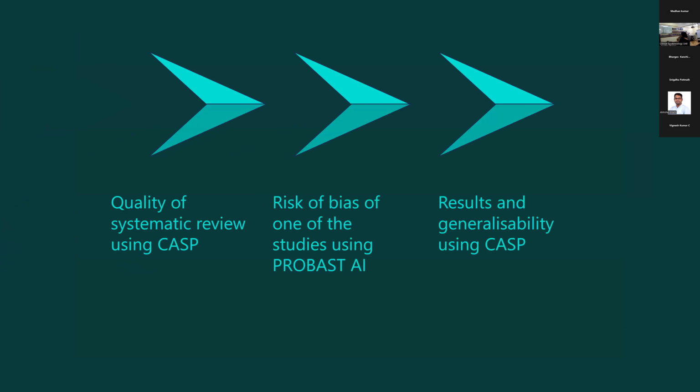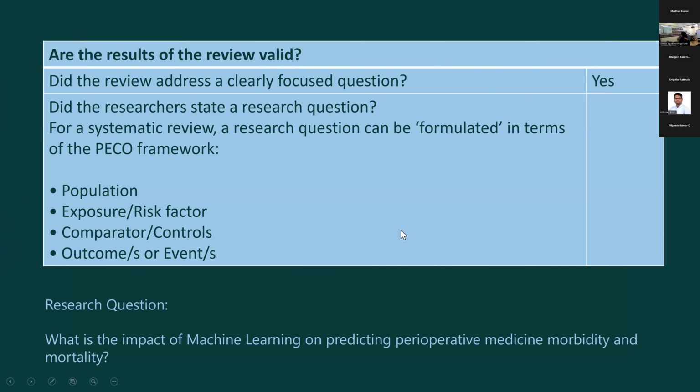So today the structure of how we assess this is: first, we look at the quality of the systematic review using the CASP questionnaire. Then, using one of the studies included in the systematic review, we use PROBAST-AI to see the risk of bias in that study. And then we will move to the results and how generalizable they are to our population. Starting with the CASP questionnaire, we look at whether the results of the review are valid.